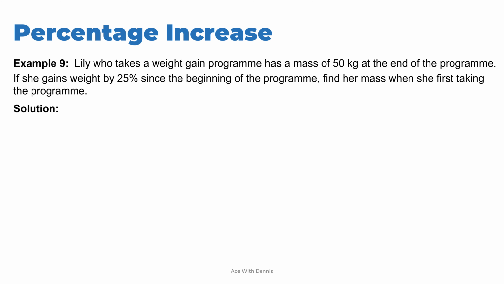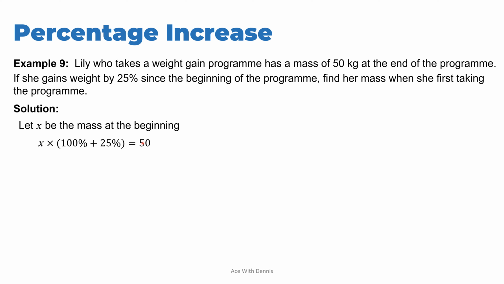Right, so here's the solution. Let x be the mass at the beginning. So we apply the formula that we have discussed just now. So x times 100% plus 25% equals 50. Right, so what's the reason? Because here it mentioned that the weight increased by 25%. So 100% will be the original value, then plus 25%, which is the amount increase here. Then equals 50.